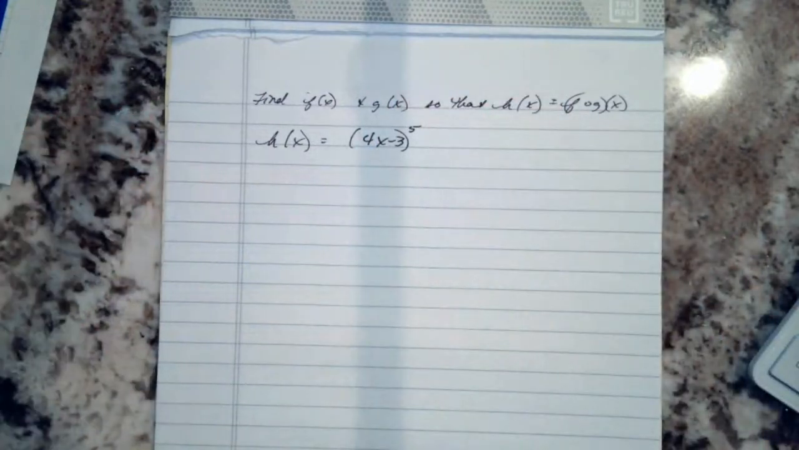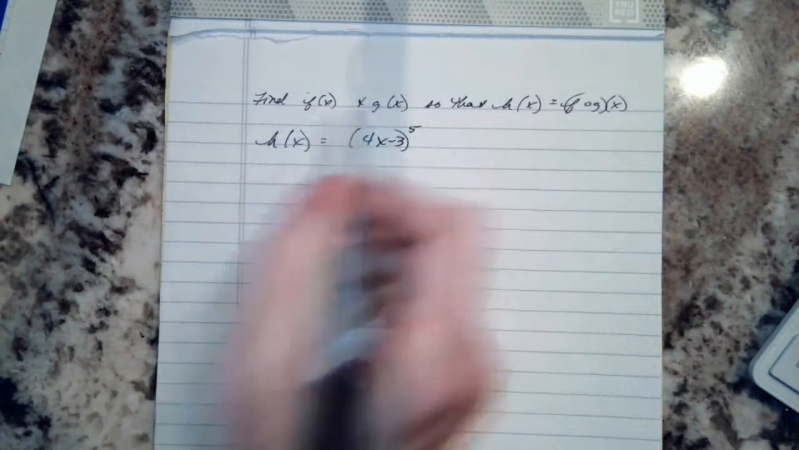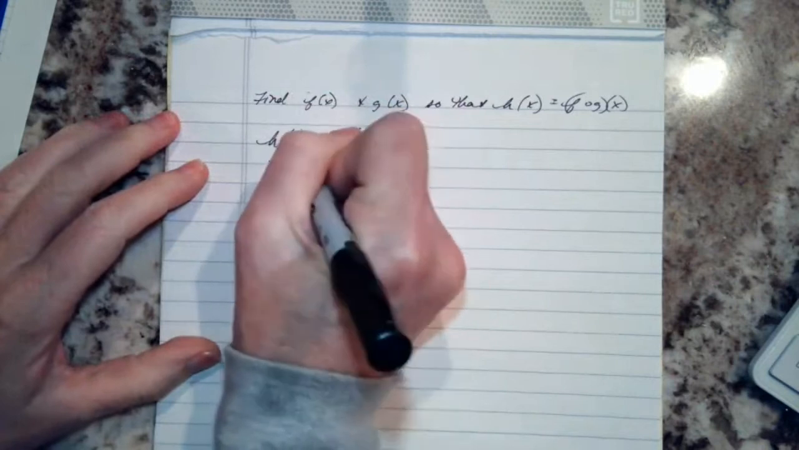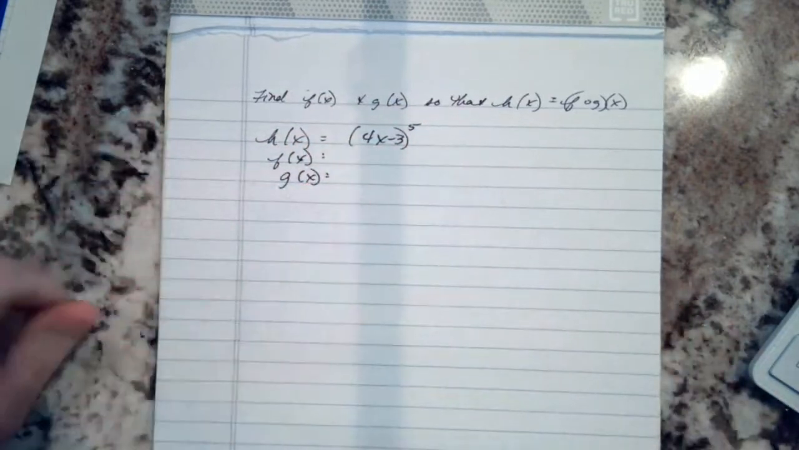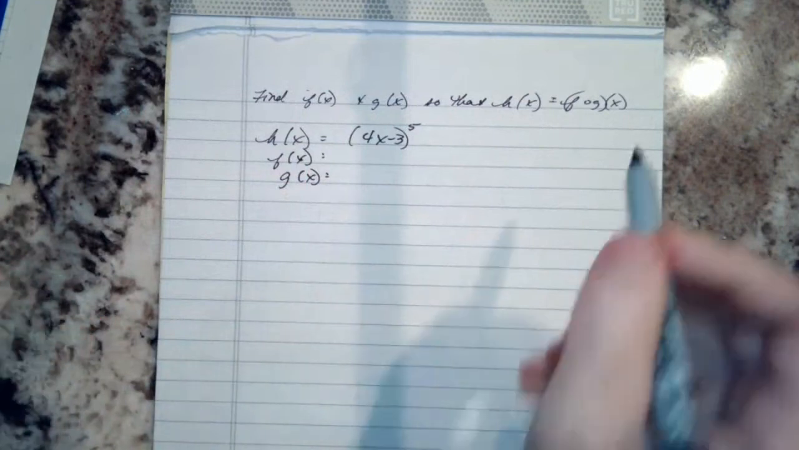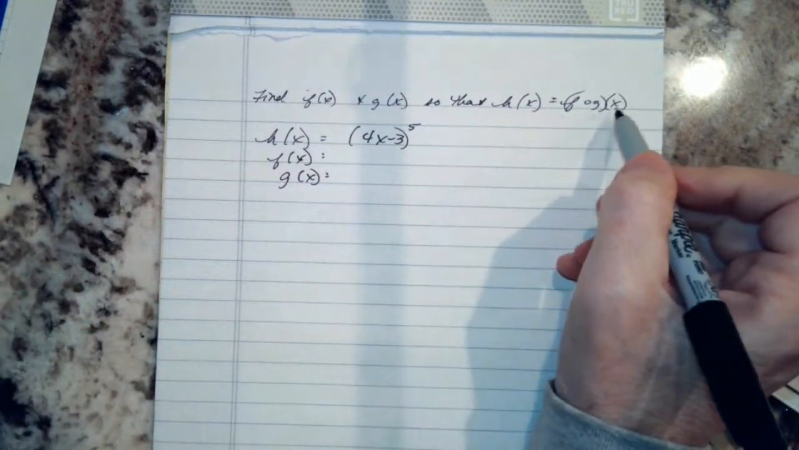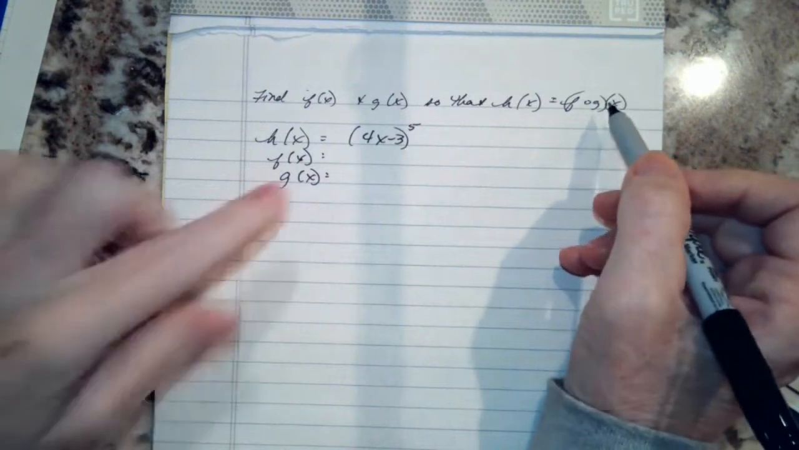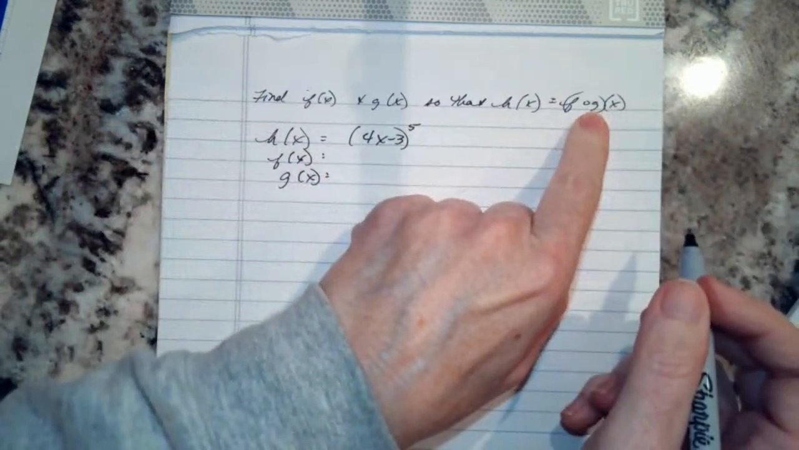And our job is to come up with what was f of x and what was g of x. So let me put them here. f of x equals, g of x equals. We need to fill those in. Okay, if we're doing f composed of g of x, then g of x is our first thing we worry about. So let's look at what g of x was.